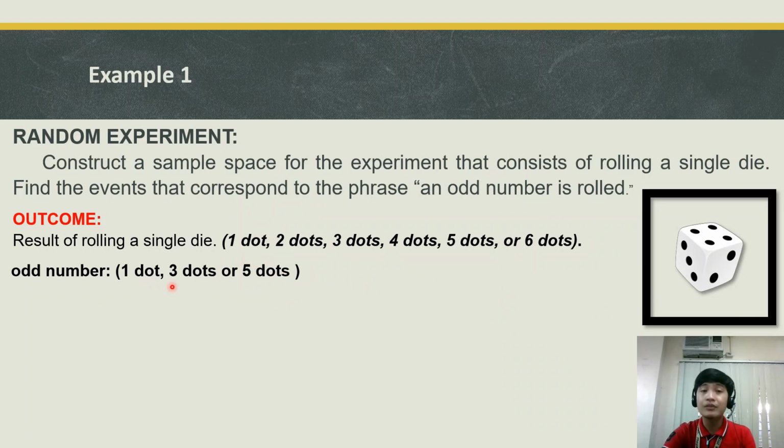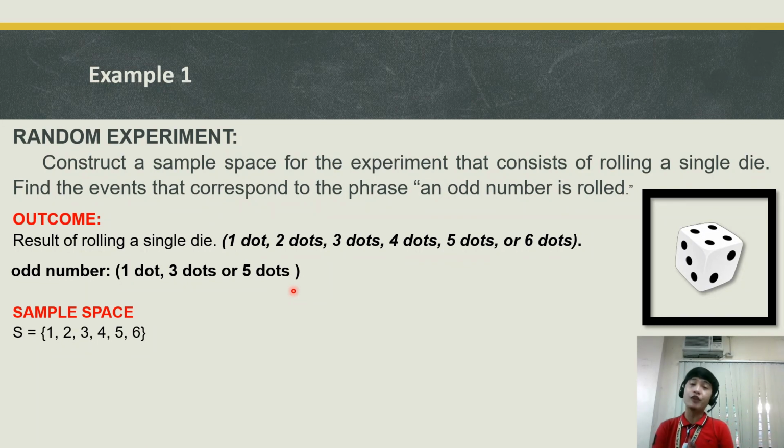We have the 1 dot, 3 dots, and then 5 dots. So, in the event that an odd number is rolled, these are the only possible outcomes. Okay? So, once we do the sample space, we know that when we say sample space, it is a universal set of all the possible outcomes. So, we are going to use the braces.